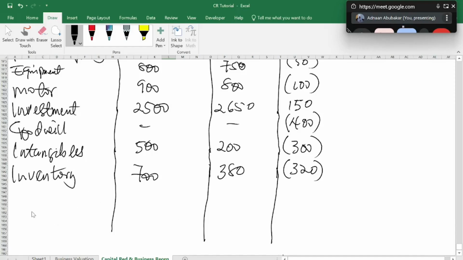320. Okay, 320. The next one is how much? The next one is trade receivable. Yes. The book value is 300. Thank you very much.